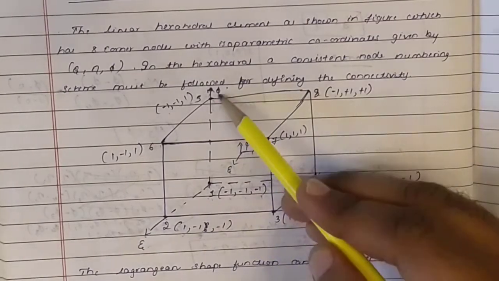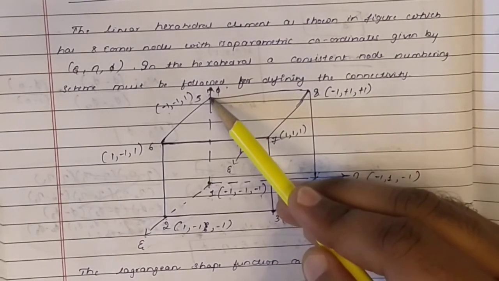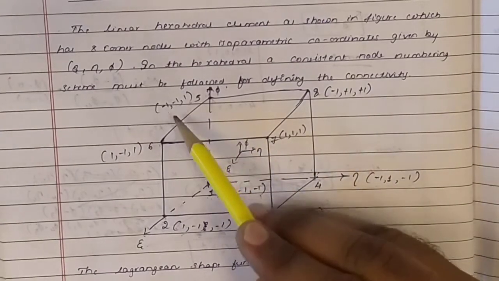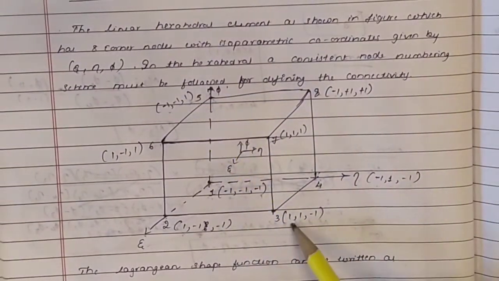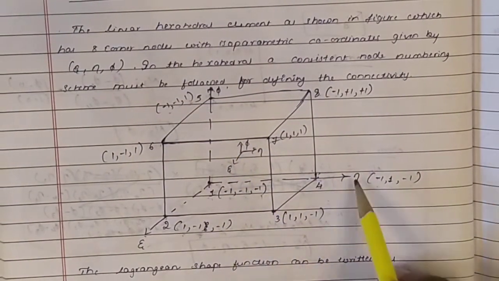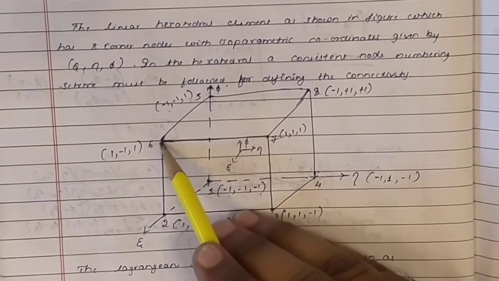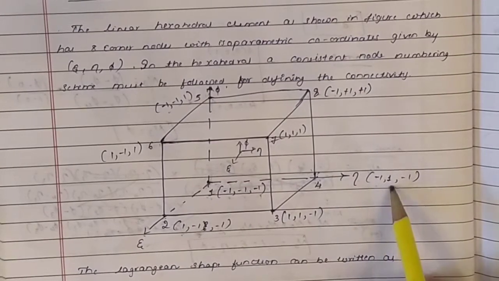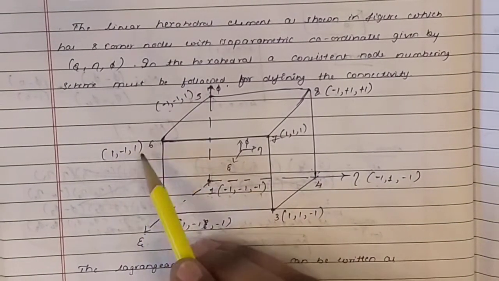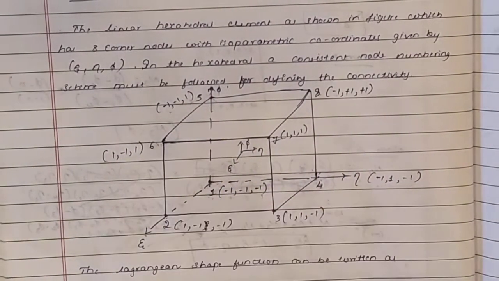Similarly, you have written this coordinate 5. Diagonally opposite to 5 is 3. So just opposite coordinates: negative, negative, positive here. So positive, positive, negative here. So this coordinate, or diagonally opposite to the 4, is 6. Okay, so minus, plus, minus, plus, minus, minus. Just opposite to this will be 6.